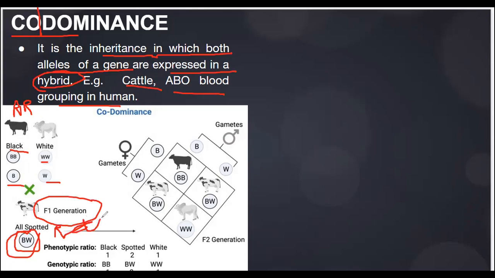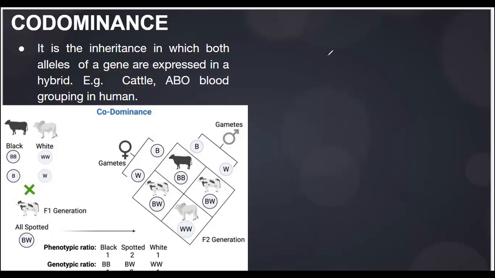Sorry, there is a problem with my cursor today. I'm not able to use it properly. So in F1 generation, you will get all mixed, all spotted with patches. Now you take the same capital B capital W and capital B capital W for the F2 generation.